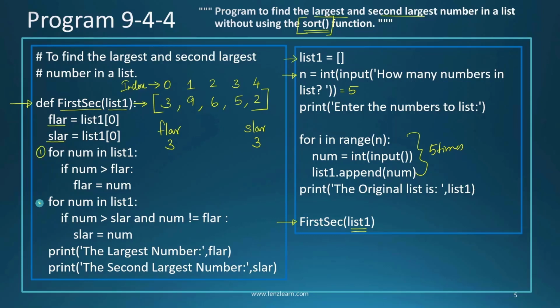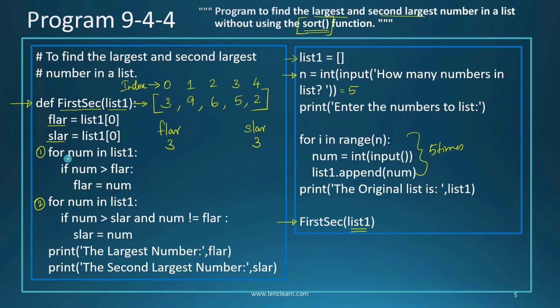Now after that you can see we have 2 for loops. That is for loop number 1. This is for loop number 2. The job of the first for loop is to identify the first largest number. And the job of the second for loop is to identify the second largest number. So now let us see how the first for loop works and find the largest number from this list.